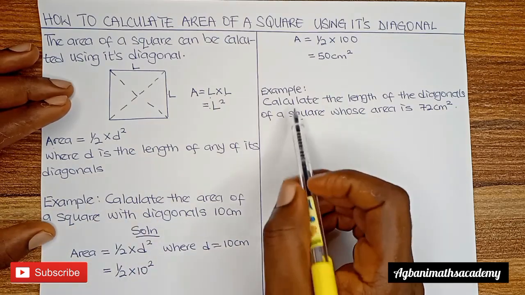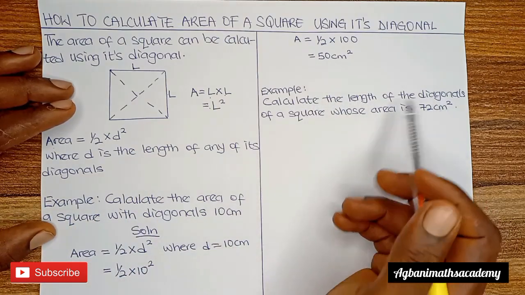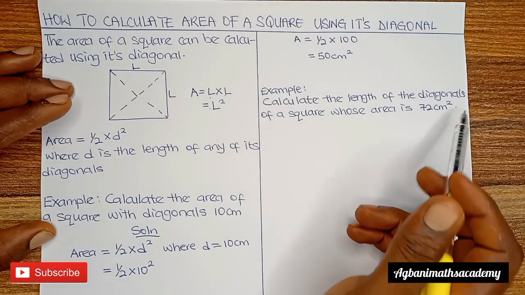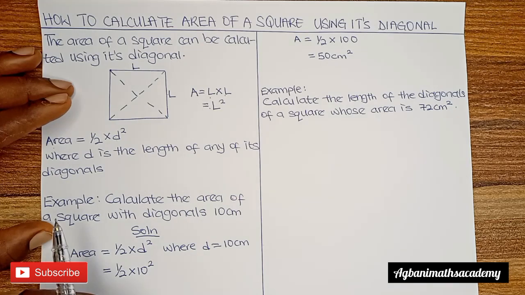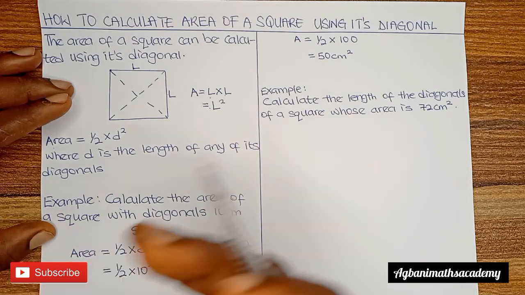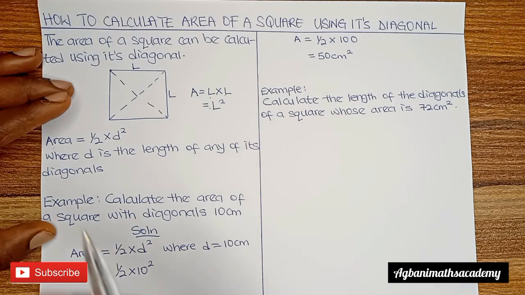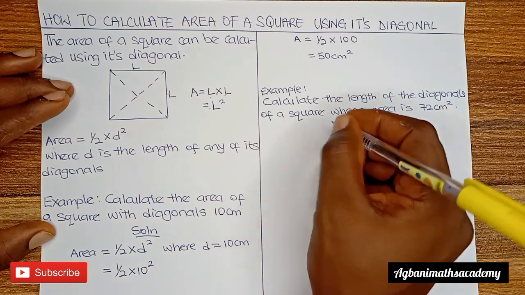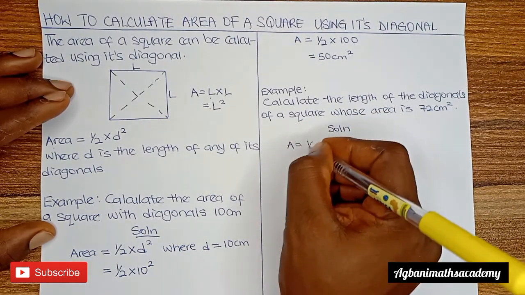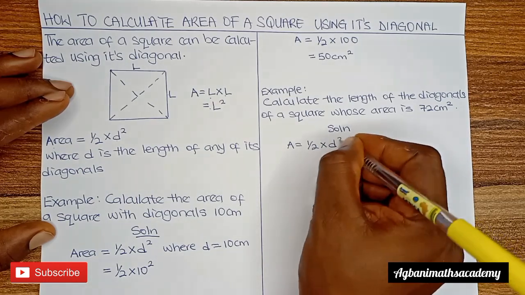Let's look at the second example. We're expected to calculate the length of the diagonals of a square whose area is 72 centimeters squared. So unlike the first example where we were told to calculate the area when given the diagonals, here we are told to calculate the diagonals when given the area, but we are still going to apply the same formula. Solution, area is equal to half multiplied by d squared.